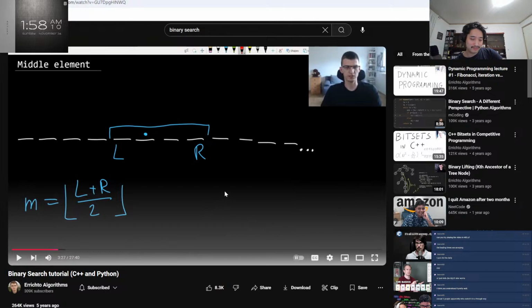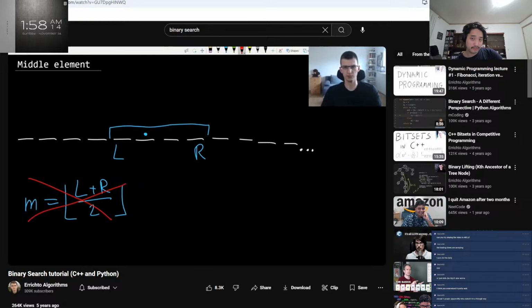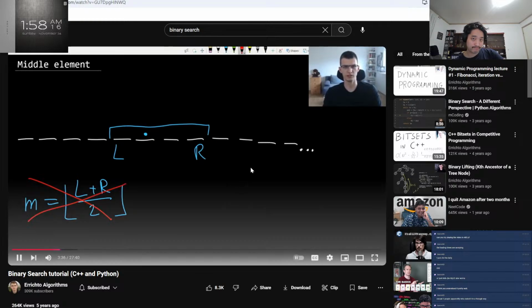The reason we should never use this formula: L plus R might overflow. This value might be bigger than the type of L and R is.